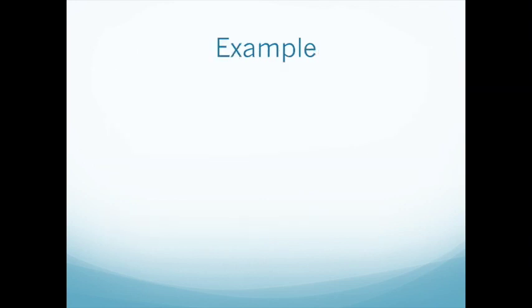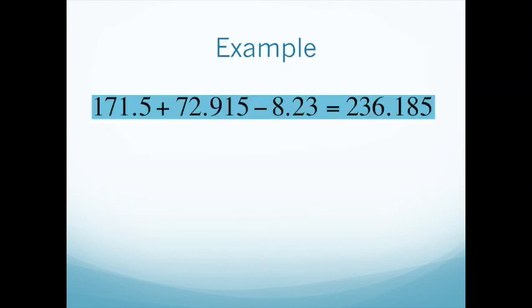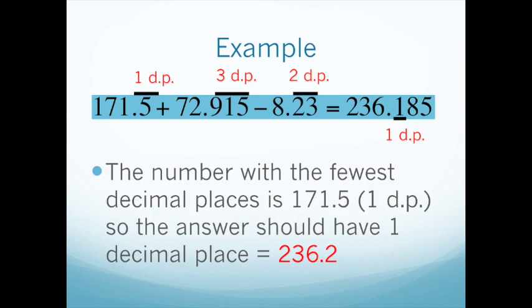For example, this problem, 171.5 plus 72.915 minus 8.23 equals 236.185. The first term has 1 decimal place, the second term has 3 decimal places, and the third term has 2 decimal places. So the answer will have 1 decimal place. In this case, you would round 0.185 to 0.2, leaving behind the answer 236.2.